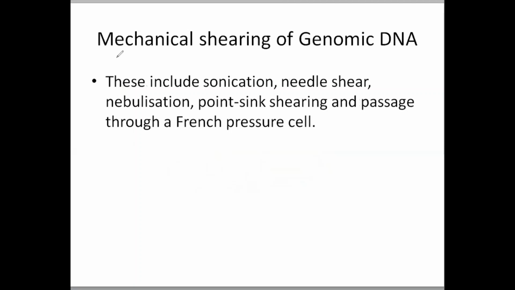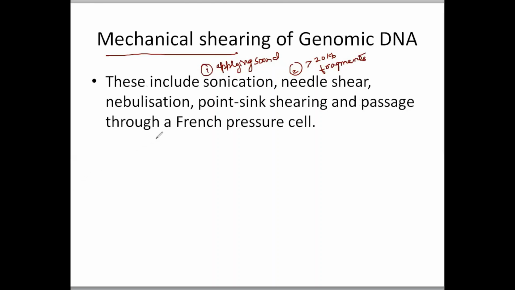Another method, without using any enzymes, is mechanical shearing. This includes different methods. One is sonication, a process in which we apply sound, which breaks the DNA into smaller fragments. The second is needle shear, where we use a small needle gauge. It breaks the DNA into fragments of less than 20 kilobase pairs.